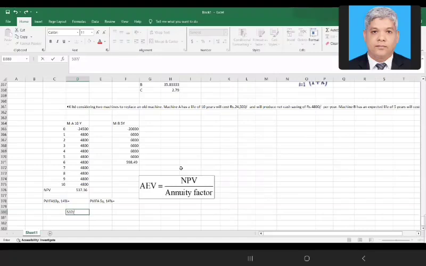So annuity factor, can you remember how we work that out? Anybody else? Can you tell me the present value of annuity at 10 years and 14 percent?